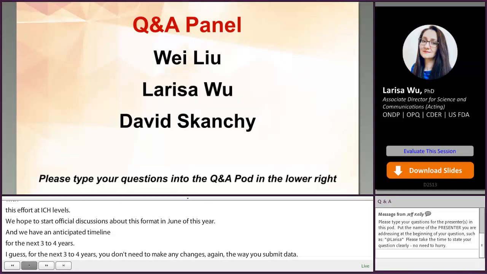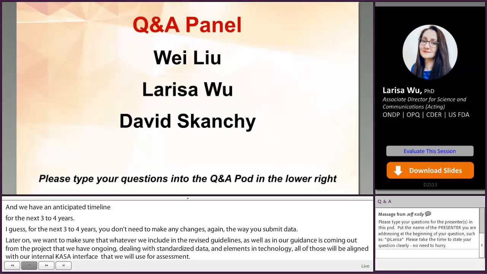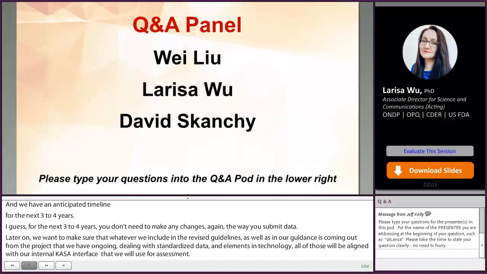guideline, as well as in our guidances coming out from the PQCMC project that we have ongoing that is dealing with standardized data elements, CMC data elements and terminologies, all those will be aligned with our internal CASA interface that we use for assessment. So stay tuned. You will find out more about what we need you to submit to FDA in the next 3-4 years, like I said. Thank you.